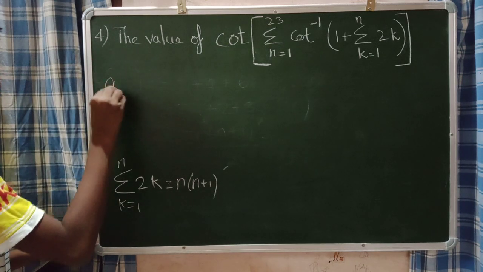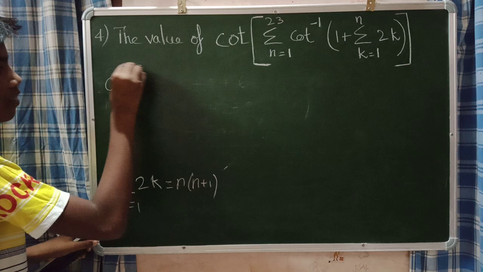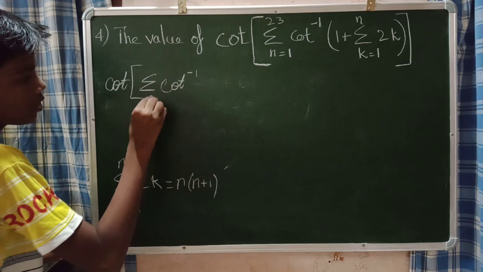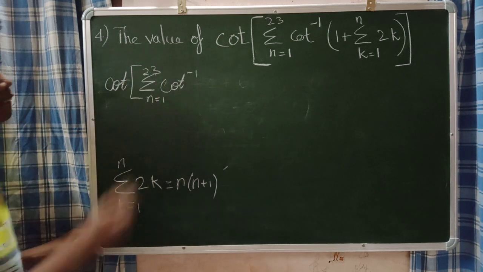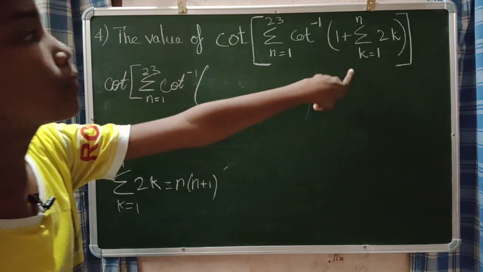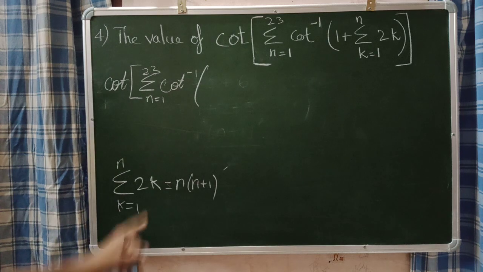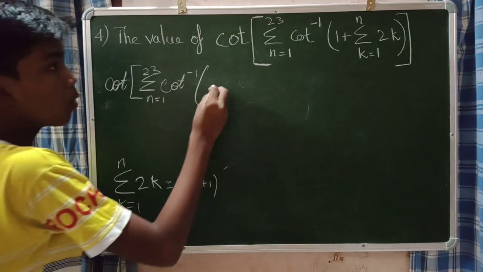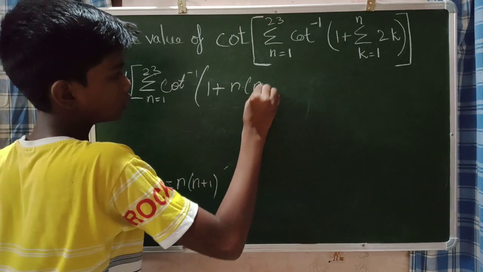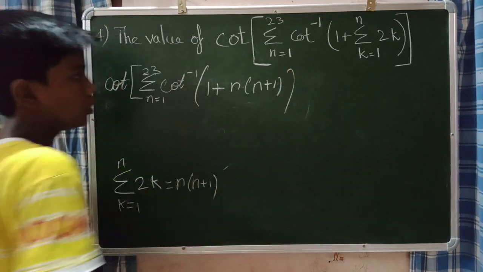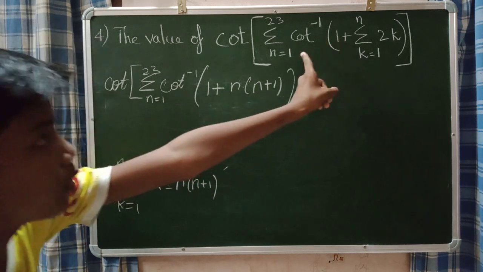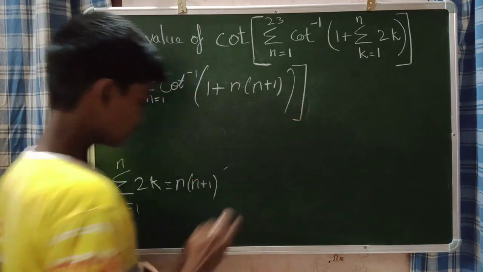So how I am going to add it: cot of summation of cot inverse, n equal to 1 to 23, of 1 plus what we got, the summation of 2k from k equal to 1 to n, which is n into n plus 1. So cot inverse of 1 plus n into n plus 1. That's all, guys. I'm just adding this 1 now. What should our next step be?